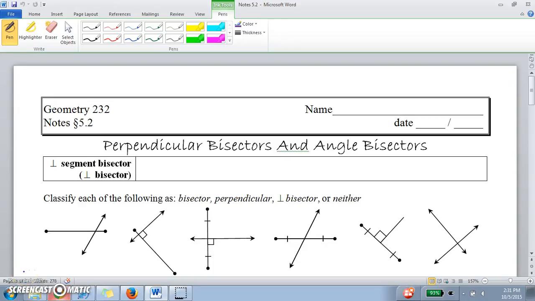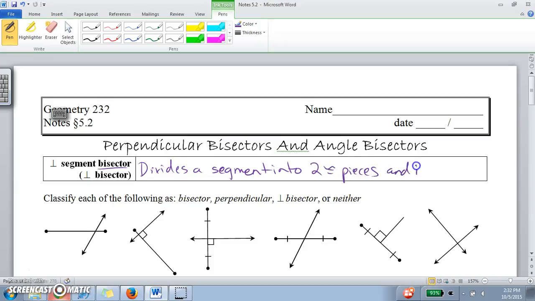This is Geometry, section 5.2, perpendicular bisectors and angle bisectors. So a perpendicular segment bisector is just like it sounds. A bisector is something that cuts something in half. So it divides a segment into two congruent pieces and is perpendicular to it. So remember, the upside down T means perpendicular, just like right here.